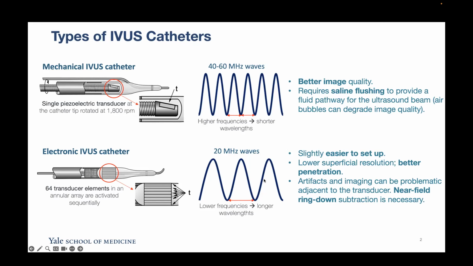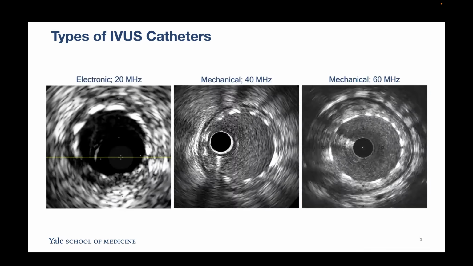If you're looking at an ACS patient and you want to look at the morphology and whether there's plaque rupture, maybe a mechanical catheter is the catheter you want to use. The electronic catheters have imaging artifacts that can be problematic adjacent to the transducer, in the near field, so ring-down subtraction is necessary. And I think this is consistent in the cath lab, so this is not a problem at all.